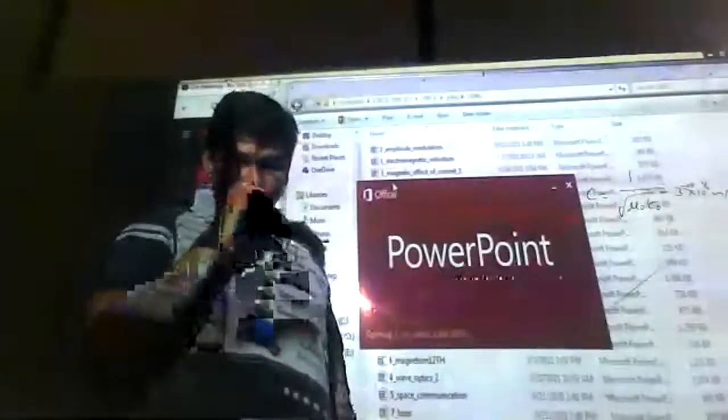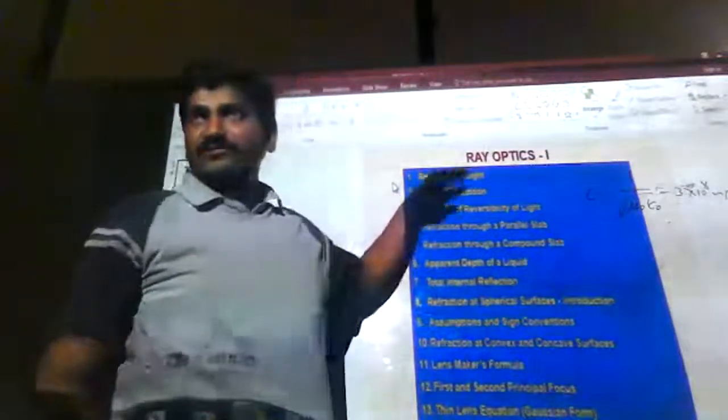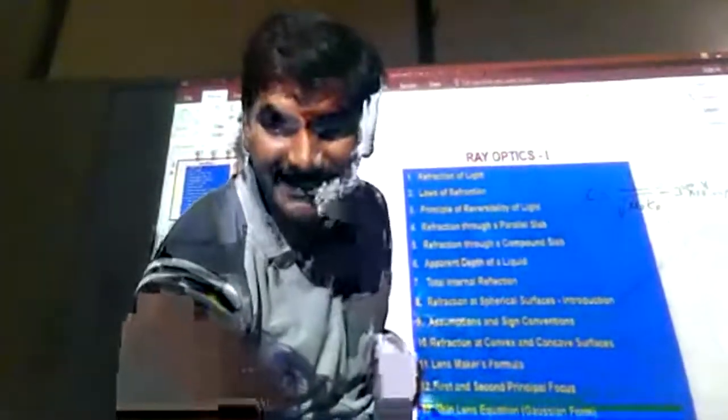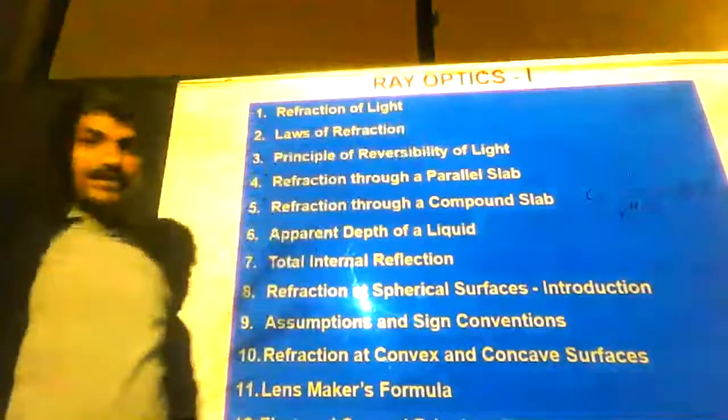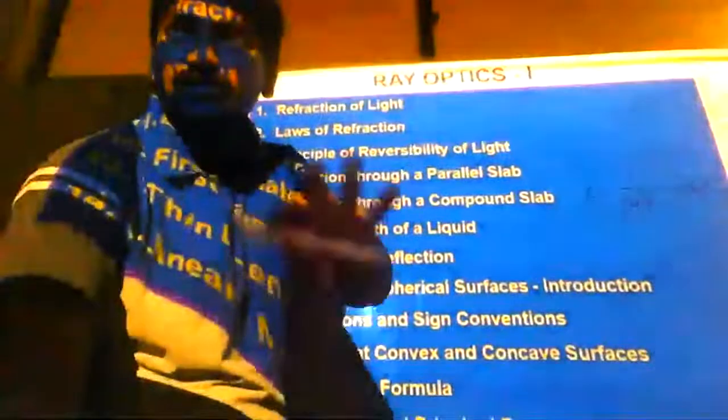Ray optics is the most weighted topic because very few topics have been removed from it. From reflection of light onwards, everything is available, and it is also a scoring chapter which is easy, since you have been learning this from 10th standard. Refraction of light onwards you are going to study. Now it's visible.